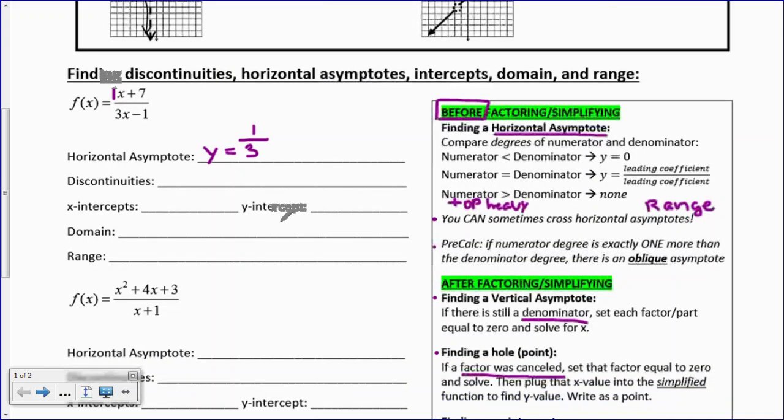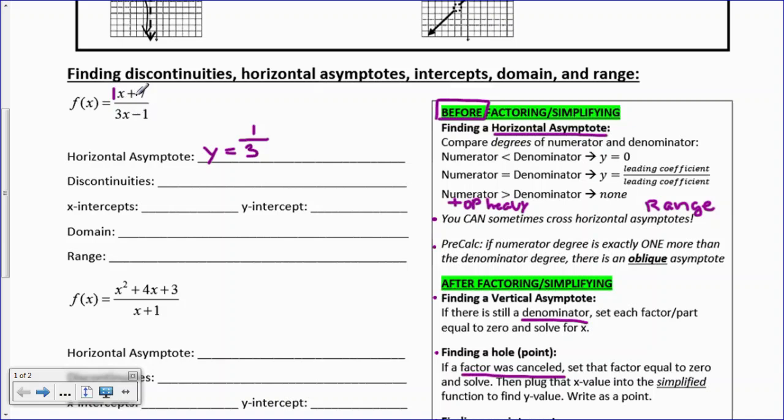Phase 2 begins by looking at this and seeing if there's anything you can factor and cancel. Both of these are binomials, and we can't factor binomials unless there's a GCF. There's no GCF in the numerator, and there's no GCF in the denominator. There's nothing I can cancel, right? Because you can't cancel x's because they're glued together with subtraction and addition.